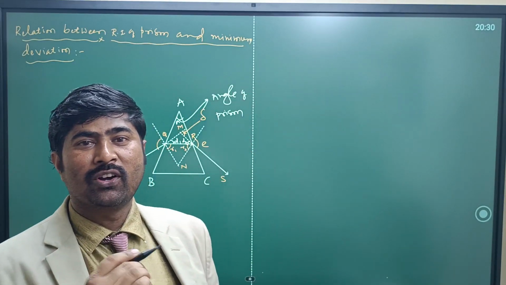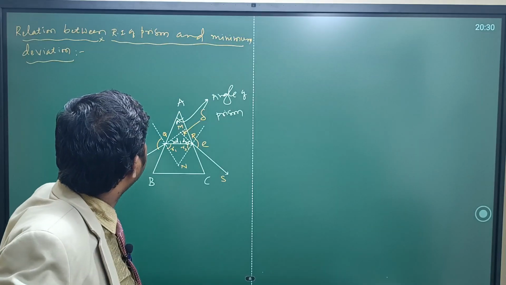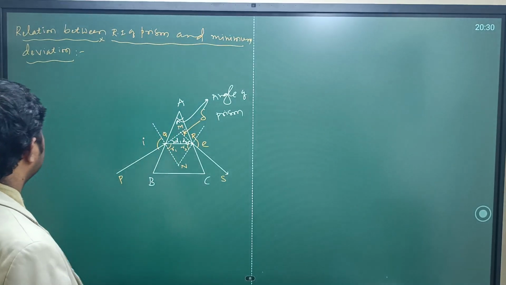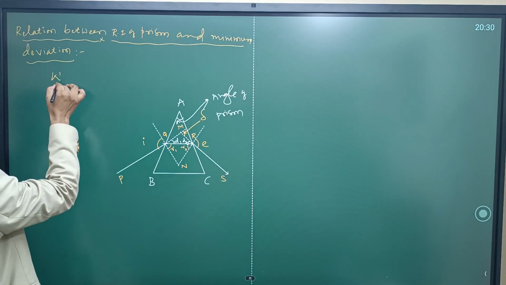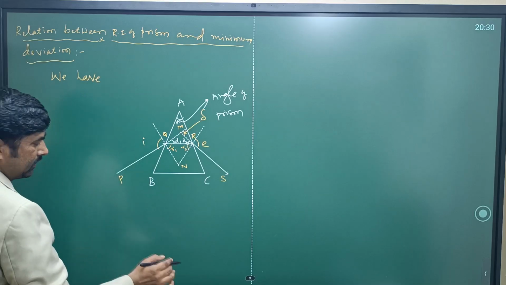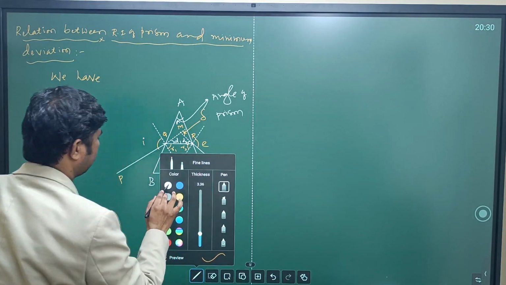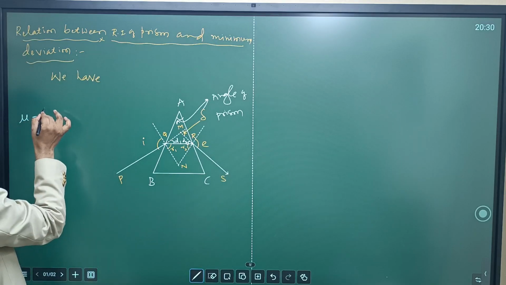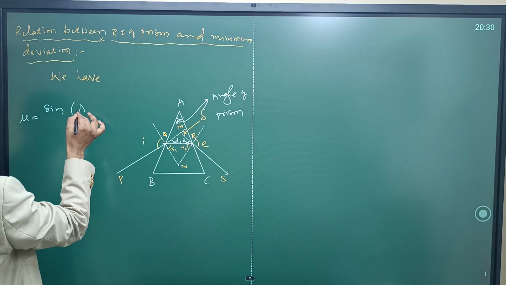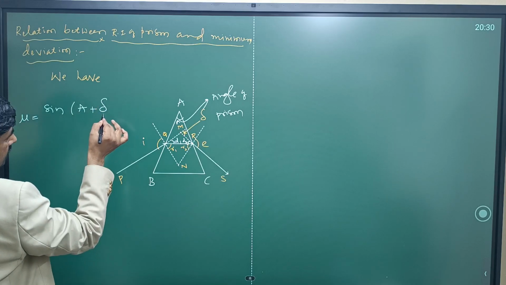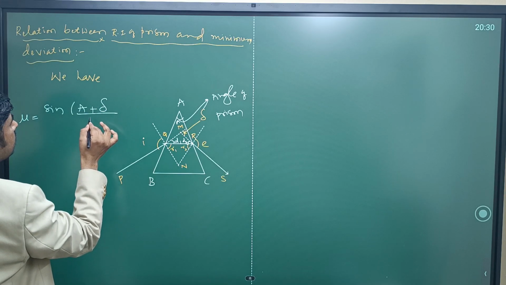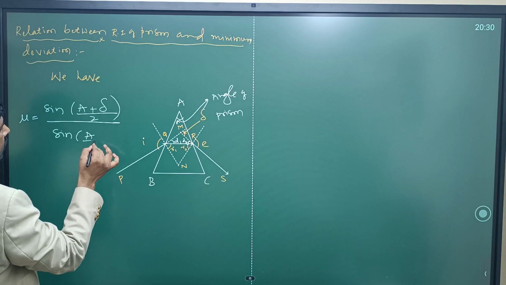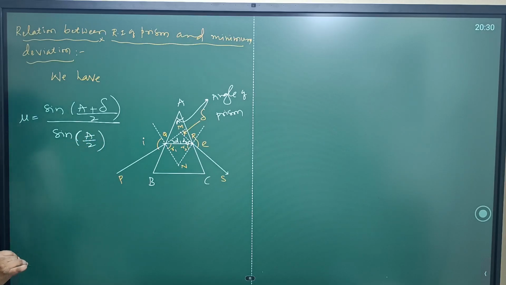So in today's class we are discussing the relation between the refractive index of a prism and minimum deviation. In the last class we discussed that the refractive index of the prism, mu, is equal to sin of (A plus delta) divided by 2, divided by sin of A by 2. Clear? This was the formula.